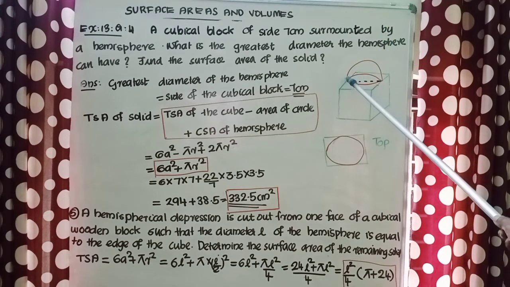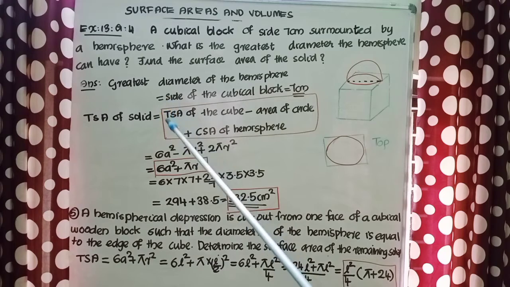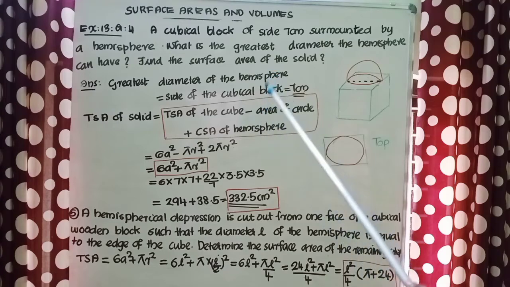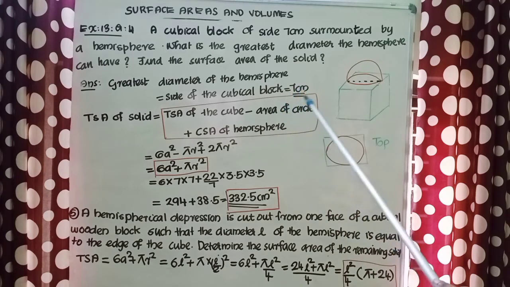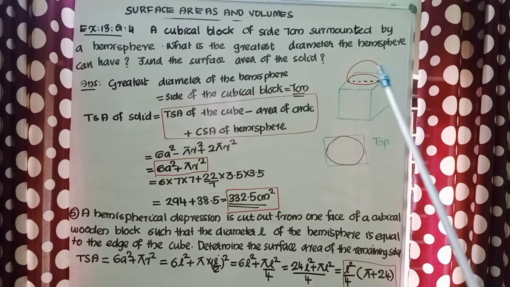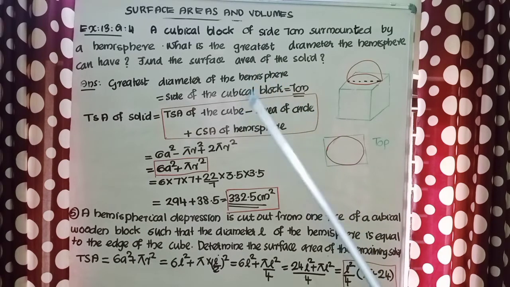Then you can see the curved surface area of this hemisphere also visible. So, total surface area of the solid equal to total surface area of the cube minus area of circle plus CSA of hemisphere. Why we have subtracted this area of circle here? Because in the top portion a circular portion is not visible in this solid. So it is not needed. That is why we have subtracted area of this circle in this case.